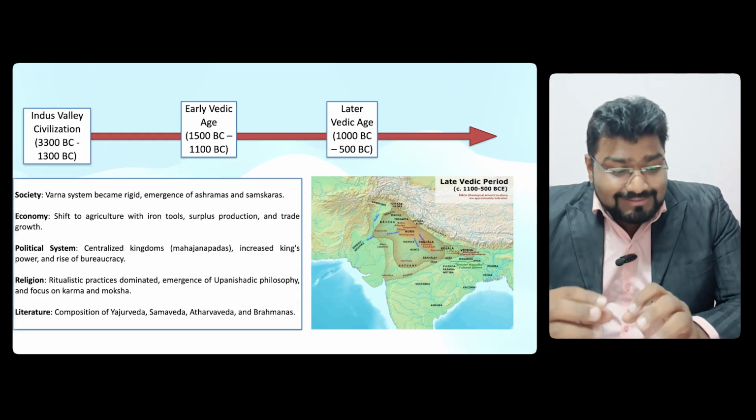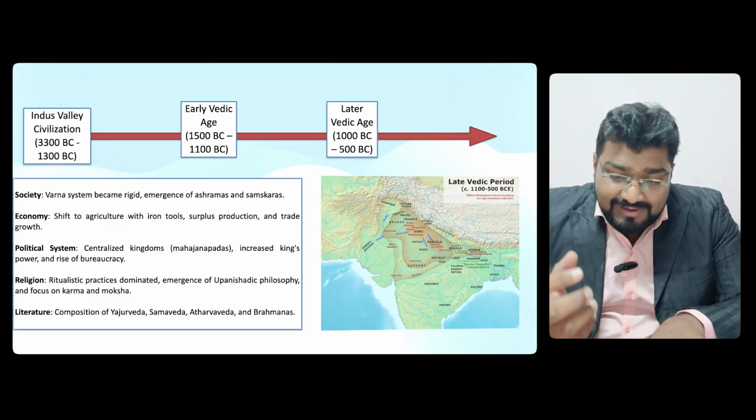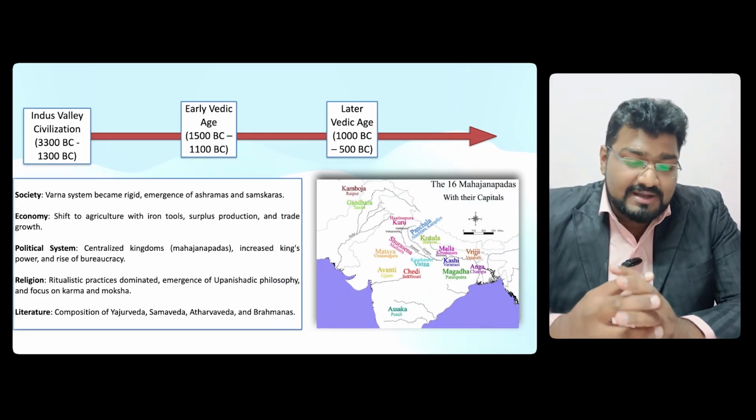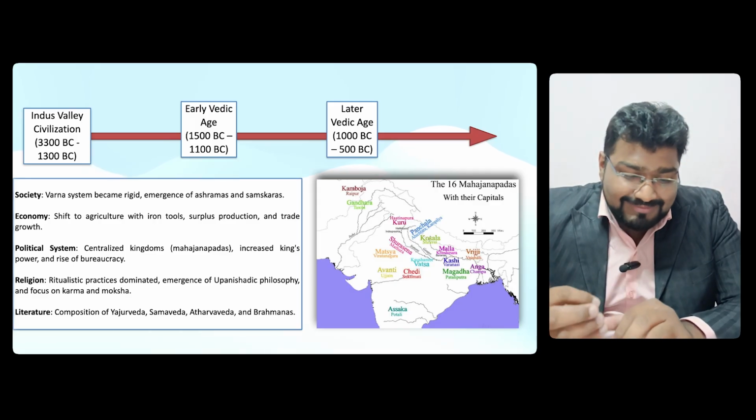Okay, political system was like centralized kingdoms emerged. So you will get to see the concept of the 16 Mahajanpadas. You can see this image. The 16 Mahajanpadas are there along with their capitals.